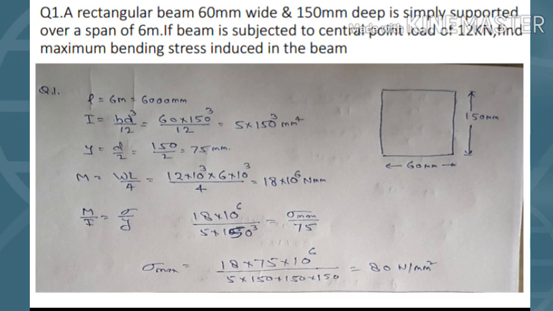Now using the bending formula M upon I equal to sigma upon y, we put the values, and in this way we can get the value sigma max equal to 80 Newton per mm square.